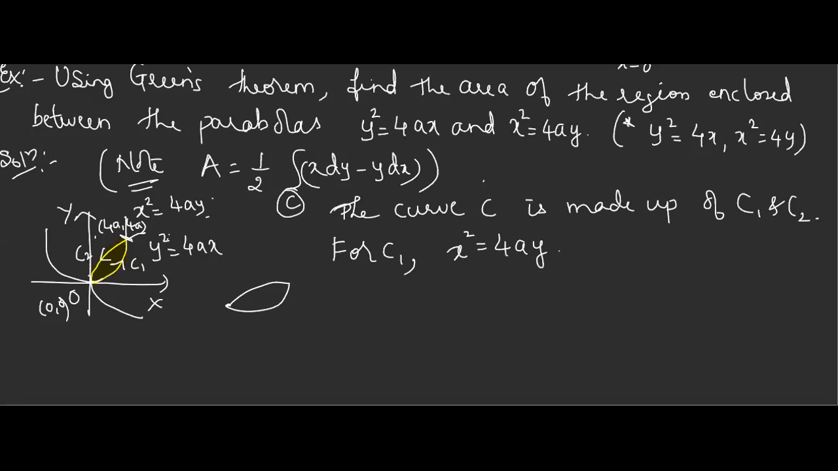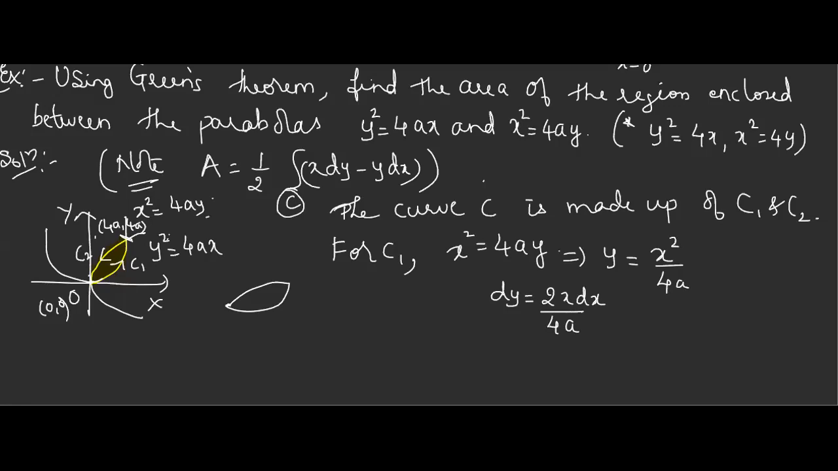So what we'll do here is we'll convert the values in terms of x only. So what is the value of y from here? From this equation, y is x square upon 4a. Correct? So what is dy? Differentiate. What is the differentiation of x square? 2x dx, divided by 4a.